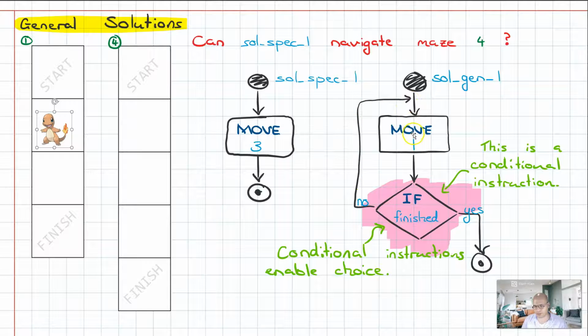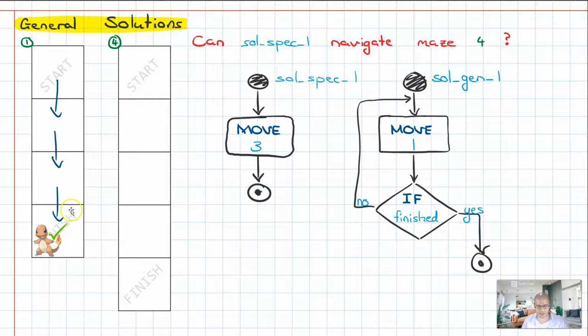We get to here and we run the code, move 1. So Charmander is going to move down again. Looking down, we ask, are we finished? The answer is no, so we go back and we're going to repeat this. We're going to repeat this until we find that we've actually got a solution to the first problem. But the question is, will this solution work for maze number 4 over here?